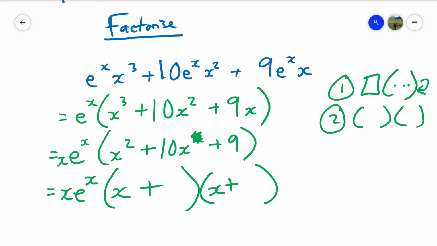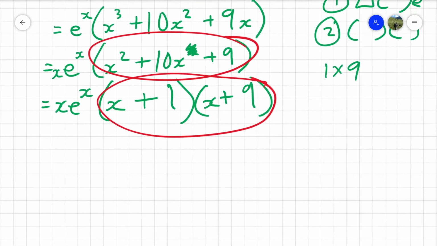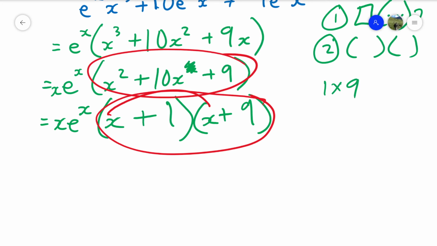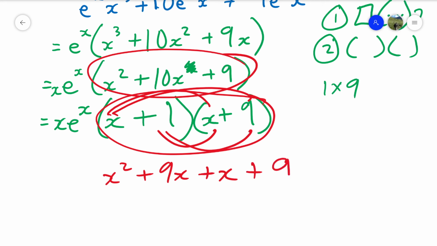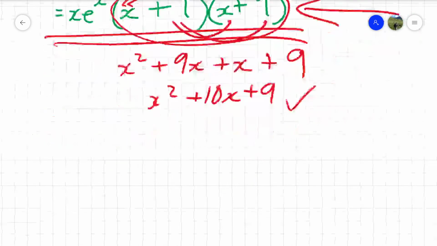Well, how do we make 9? Well, it's 1 times 9. I'm pretty sure. Multiply it out if you're not sure. And when I say multiply out, you could just multiply out this bit on its own. Do you know what? I'm just going to quickly do it now just to show you. That's x squared. That's plus 9x. That's plus x. That's plus 9, which makes x squared plus 10x plus 9. Bingo, that was what we wanted, but remember the final answer was this one there. Let's do the next question.